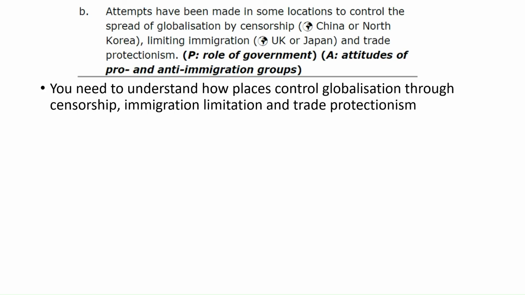Now, let's talk about the attempts. So 3.8b, attempts have been made in some locations to control the spread of globalization by censorship, limiting immigration, and trade protectionism. So you just need to understand how places control globalization through censorship, immigration limitation, and trade protectionism.